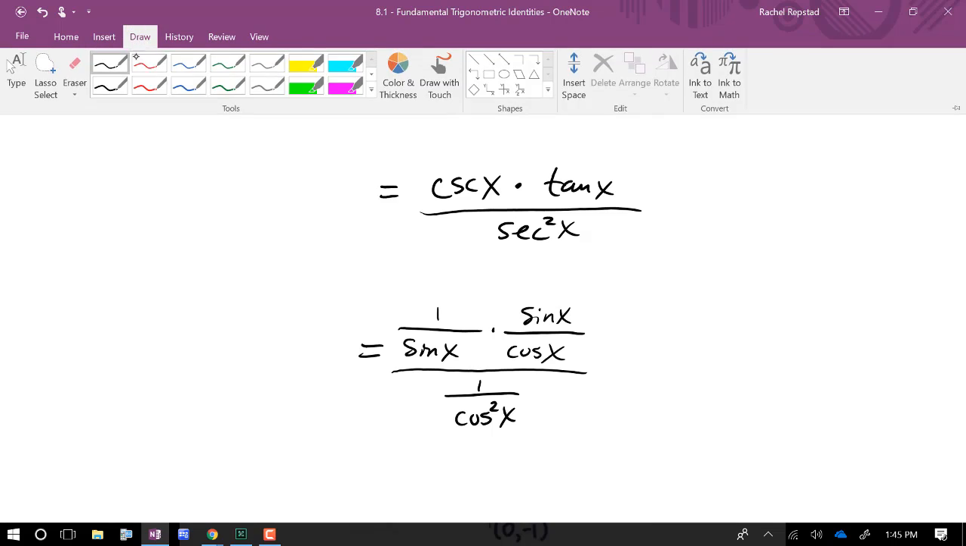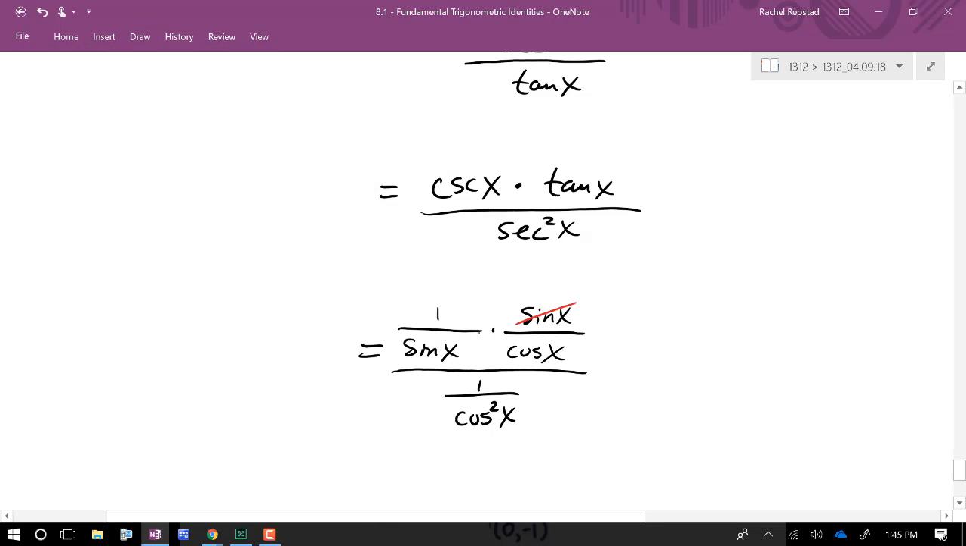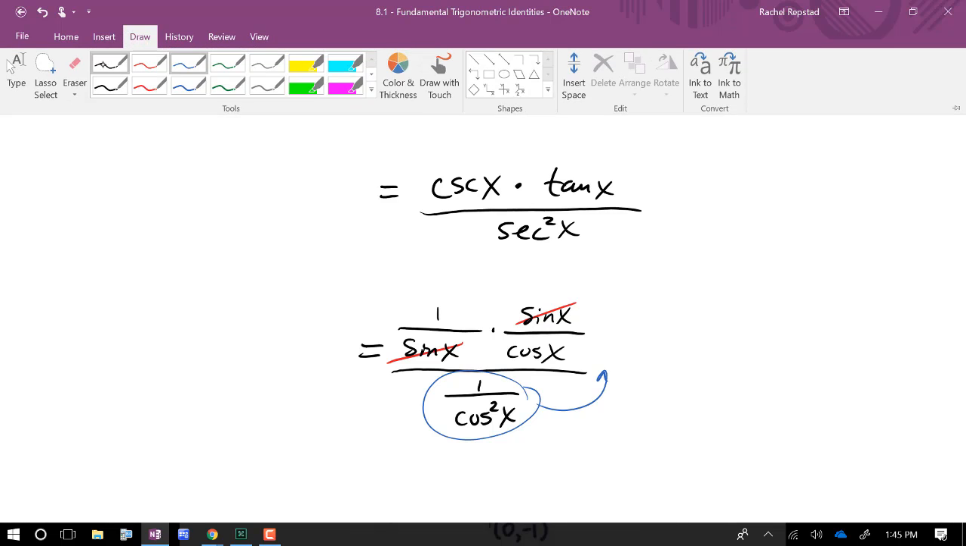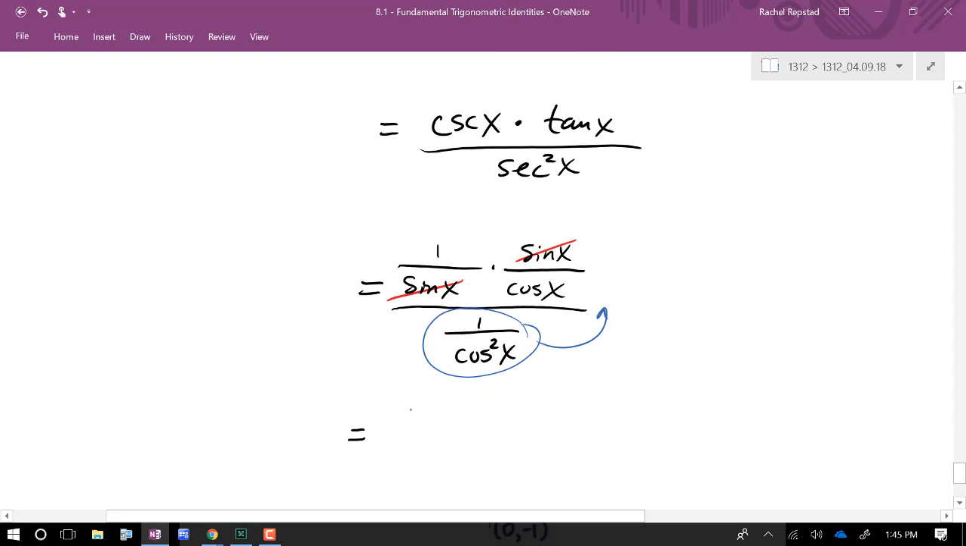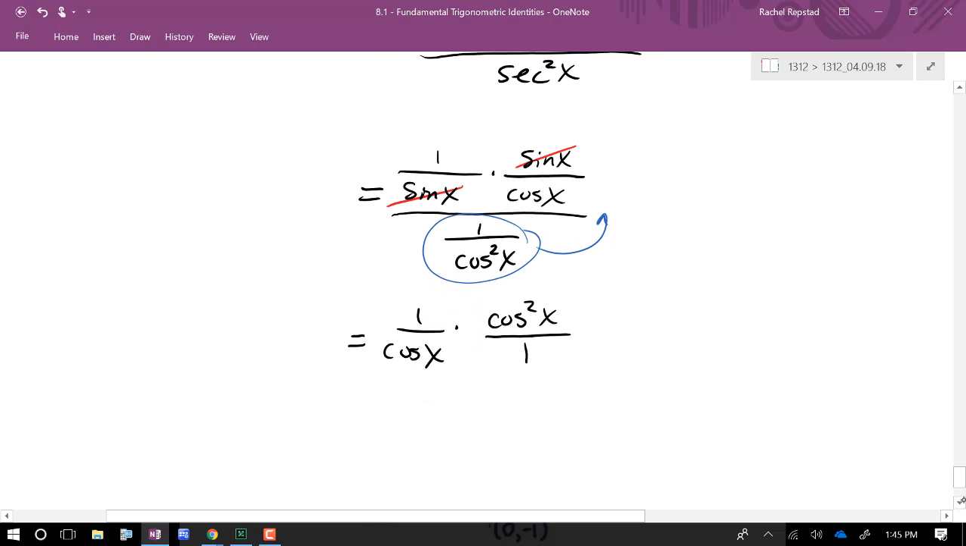We can do some canceling right off, right? In the numerator of this fraction, we have a sine and a sine that will cancel. And then we could take this 1 over cosine squared and throw it up top. It's reciprocal. So we have now 1 over cosine x times cosine squared over 1. And now we can really see the end. So cosine cancels with cosine. And we're just left with cosine x. Now that is simplified. A single function.